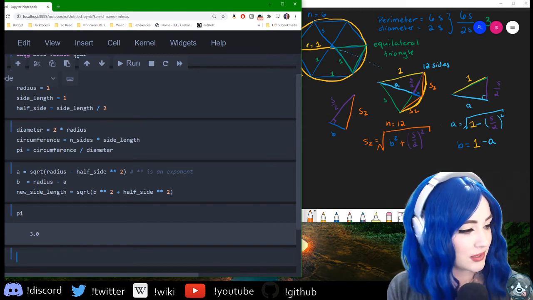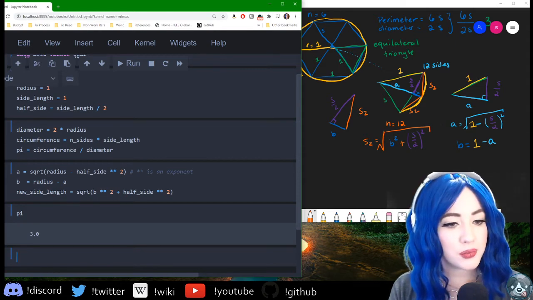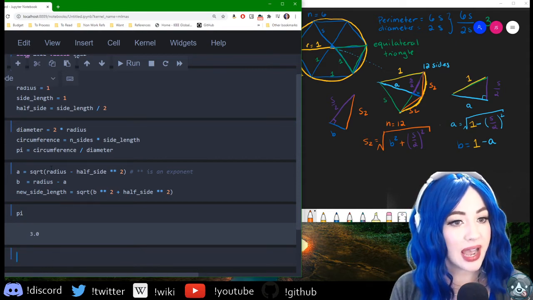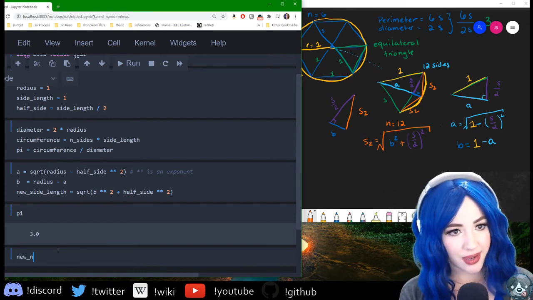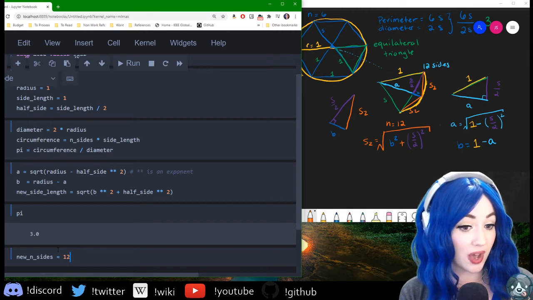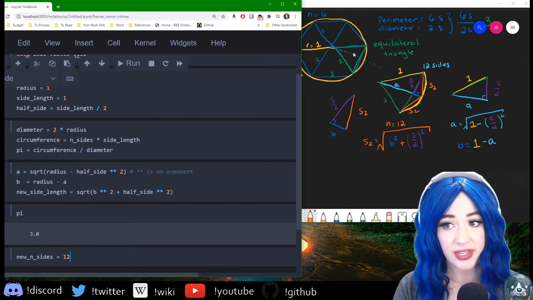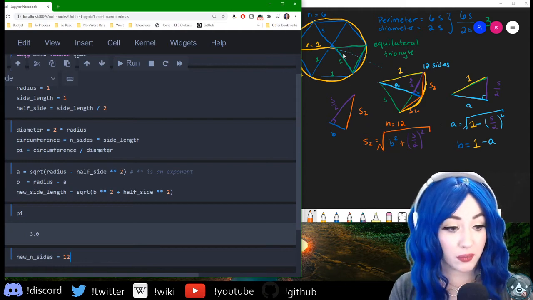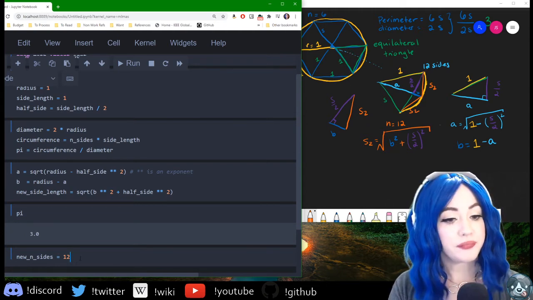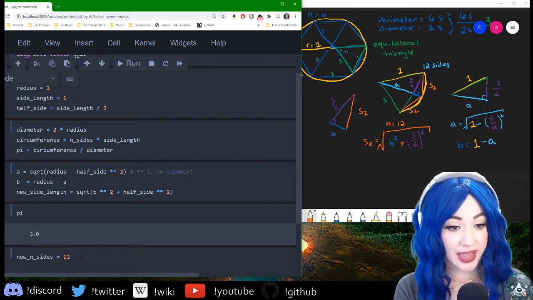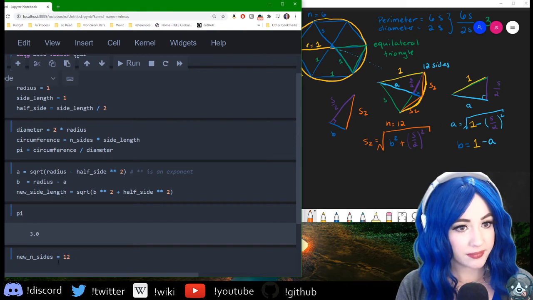Okay, so let's see here. Where were we? Pi. Okay. So now we know our new n sides is going to be 12, because we're doubling all of our sides. We're cutting all of our sides in half, and we're making 2 new sides from the one side we have. So we've got our new n number of sides, and we also know our new side length, okay?